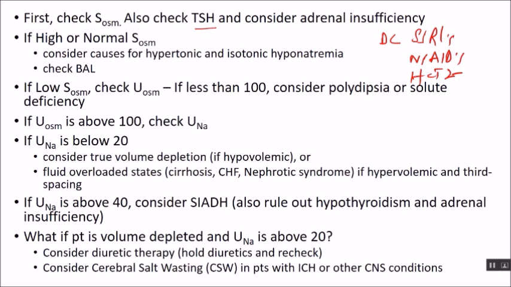Lastly, what if the patient is volume depleted and urine sodium is between 20 and 40? In that case, the answer here is that the patient maybe is on diuretic therapy, because diuretic is still putting salt in the urine. So you hold diuretics and recheck. And you should also consider cerebral salt wasting in patients with intracranial hemorrhage or other serious conditions. Okay, so we have come this far. Now just look at it in another way: what are the expected findings in each of the conditions?